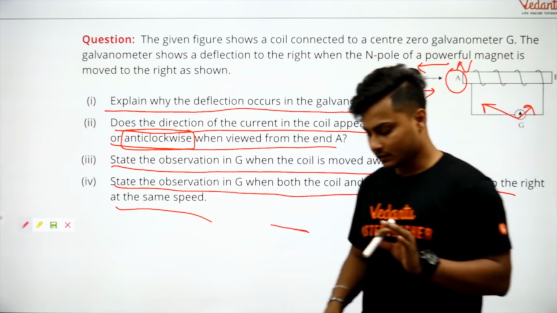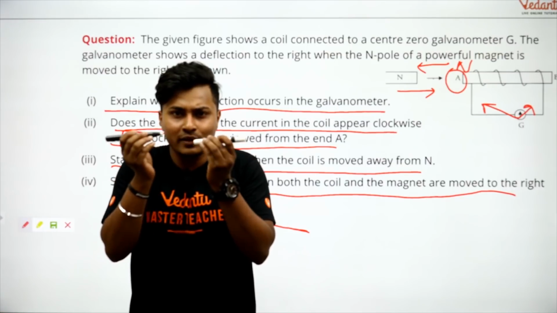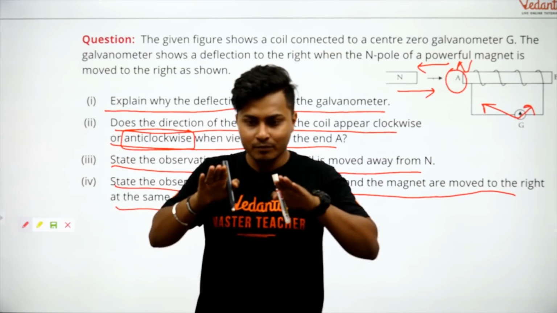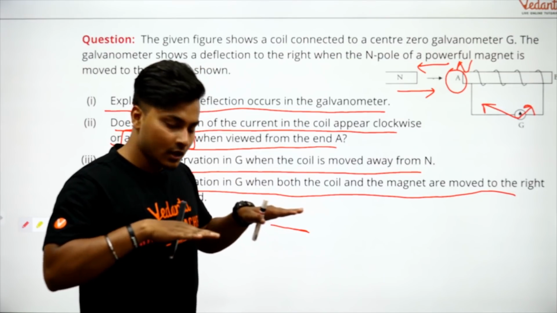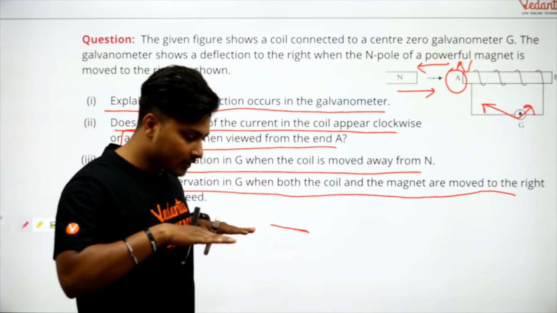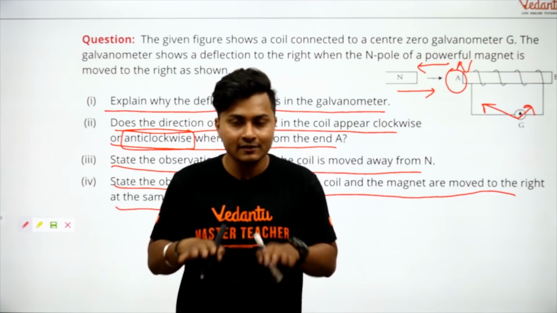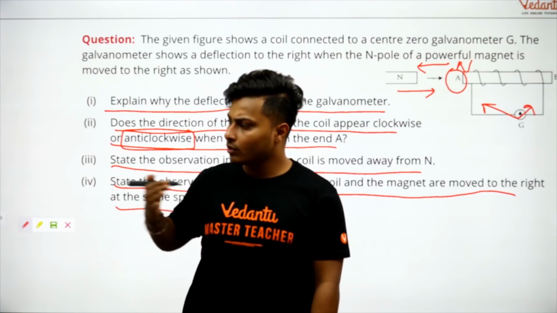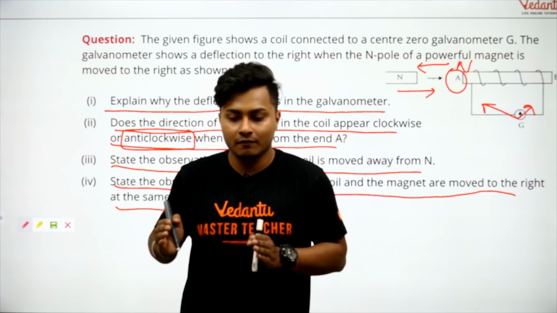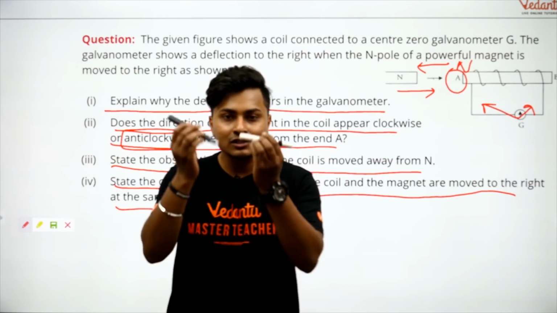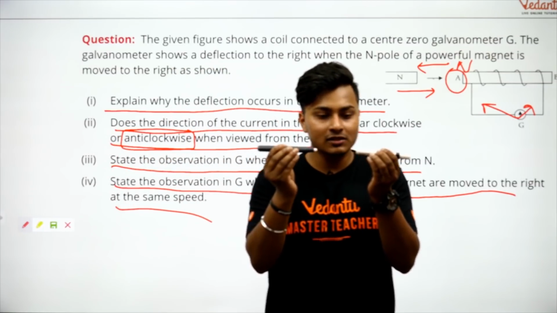So now my question is, aren't they both stationary with respect to each other? For example, when we are moving in a bus, there are two buses together, both of them going at the same speed. For both of us, if you are sitting inside the bus, we will feel that the relative velocity is 0. It feels that we both are stationary. So for this coil and the magnet also, the same thing will appear. It will feel like they both are stationary with respect to each other.